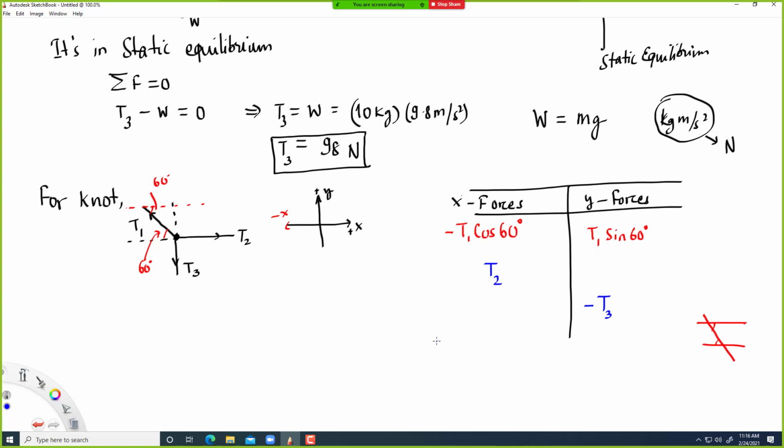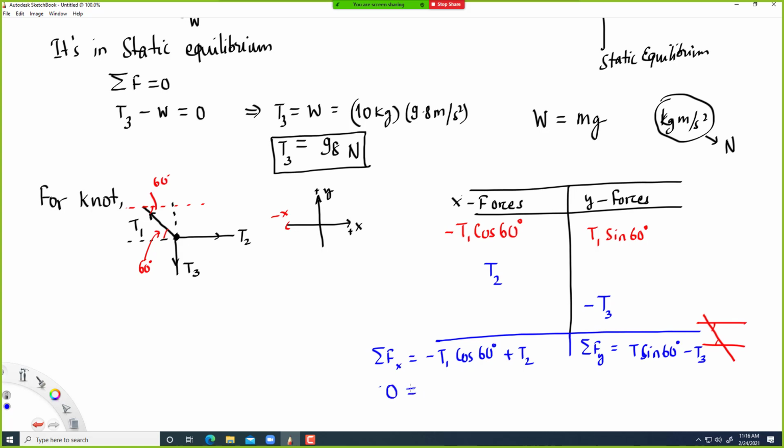So we have all the forces and their components. So you add all the forces in x direction and add all the forces in y direction. Okay. So that's negative T1 cosine 60 degrees plus T2. Here T1 sine 60 degrees minus T3. So this knot is not accelerating up or right or left. So that means its acceleration in x direction is 0. Okay? It's at static equilibrium. So that must be 0 from Newton's second law.